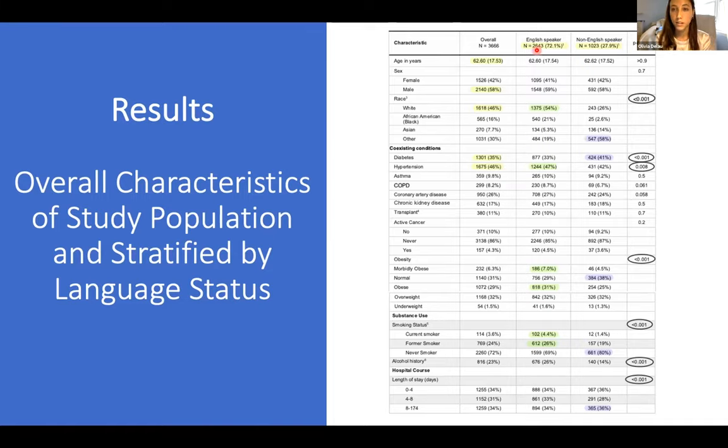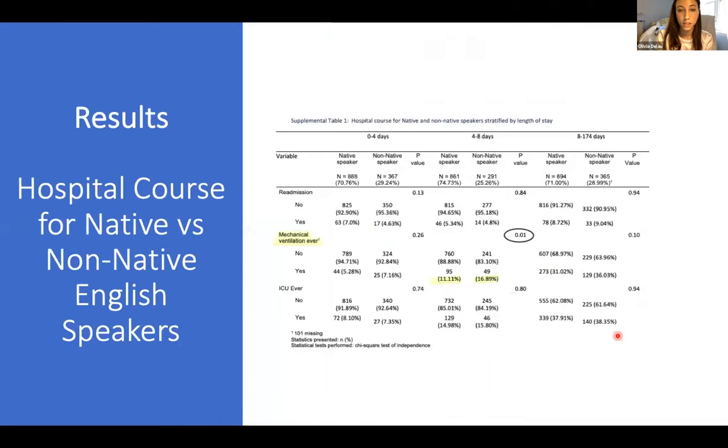For our English speakers, as compared to our non-native English speakers, they had a higher percent of individuals who are white, who had hypertension, who were morbidly obese, who were obese, and who were current and former smokers. And for our non-native English speakers, we had a higher percent, as compared to our English speakers, of race other, of individuals who had diabetes, who were of normal weight, who had never smoked, and who actually had a longer length of stay between 8 to 174 days.